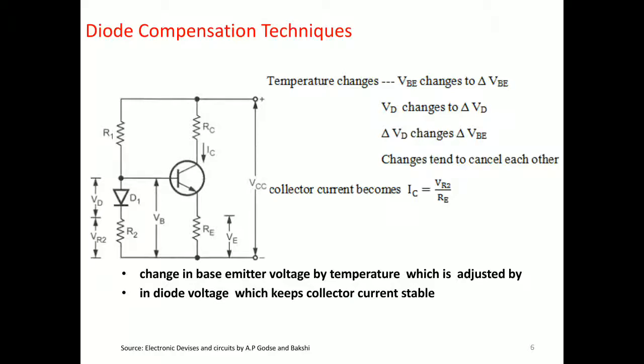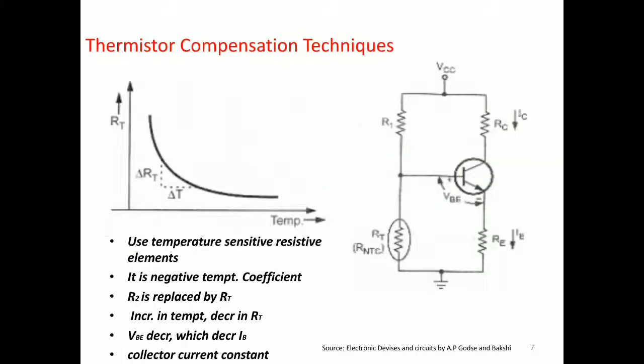Next we will go for another one, the thermistor compensation technique. If the temperature increases, the RT value decreases, so the thermistor is a negative temperature coefficient device. Where it is connected: R2 is replaced by the thermistor. What happens if the temperature changes? That is our ultimate aim. With an increase in temperature, the RT value decreases.